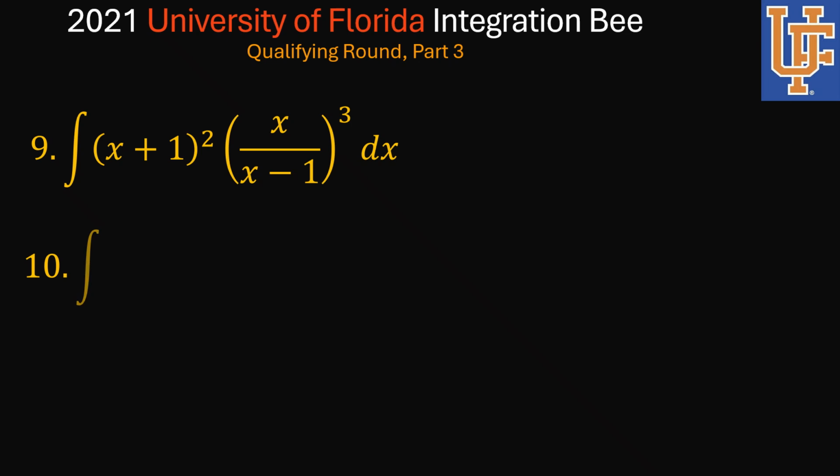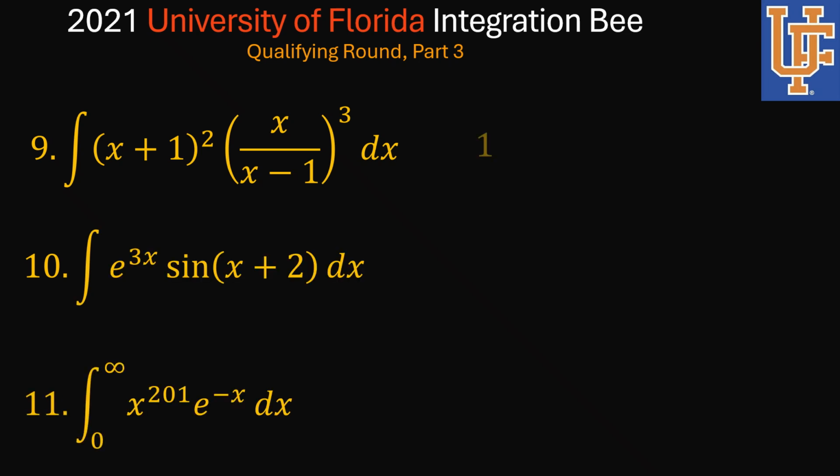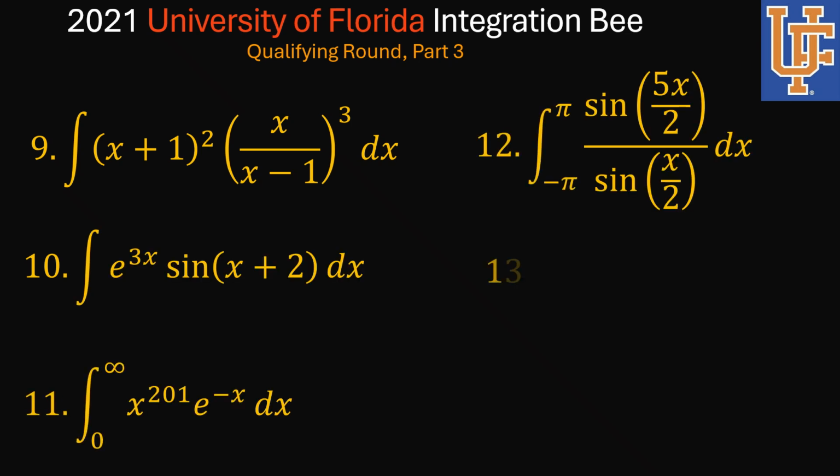Welcome to Everyday Mathematics. Today we are on the 2021 Universal Florida Integration B qualifying round. This is part 3 where we'll be looking at problem number 9, problem number 10, problem number 11, problem number 12, and problem number 13.